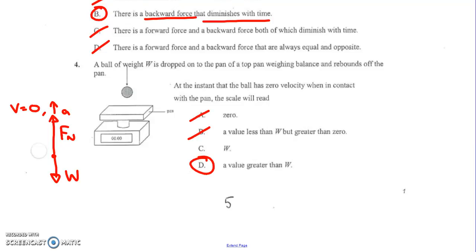So these two choices, conceptually, since we know it's accelerating up, we can eliminate. And then the reason C is not the case is that it has to be at least equal to W, but the reason why it's not W as well is because it has to accelerate up.